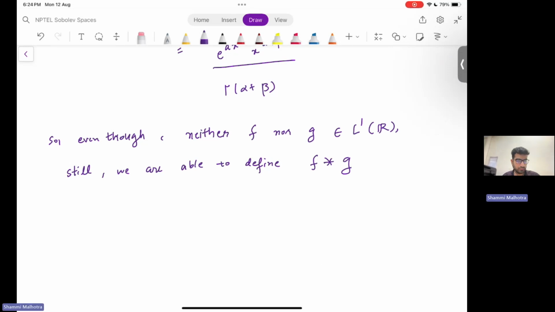Okay, so moving on. Next, we would like to see the same type of phenomenon. We know that when we define the convolution of n distributions recursively, we need at least n minus one to have compact support. Otherwise, in general, the convolution may not be well defined.